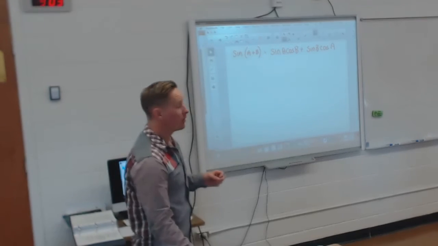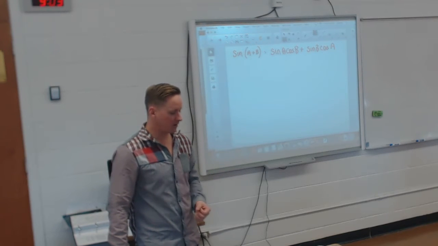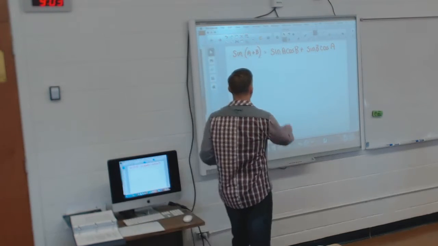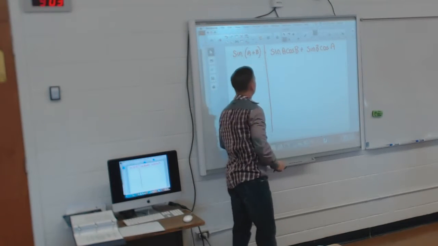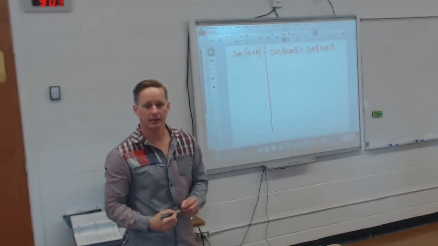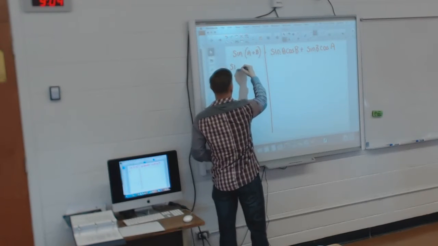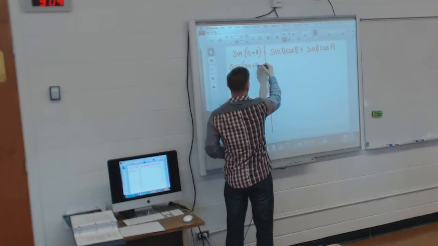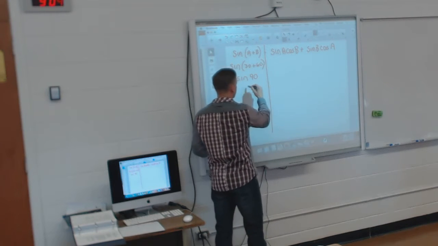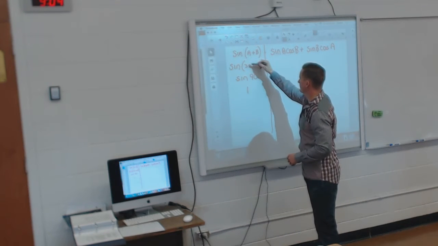Okay, so I'm going to show you the first example. I'm not going through all of these. I'm just going to show you the first one, and then we'll work through questions so that you can see it. But I'm going to show you how this works. Let's take 30 and 60. A is going to be 30, B is going to be 60. All right, so I've got the sine of 30 plus 60, which is the sine of 90, which is 1. Awesome. Okay, well done.